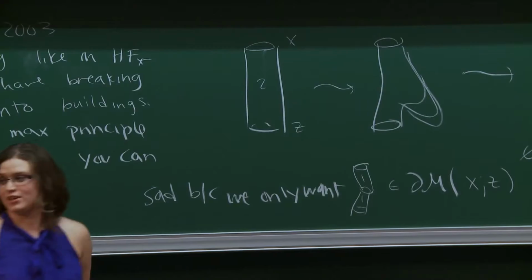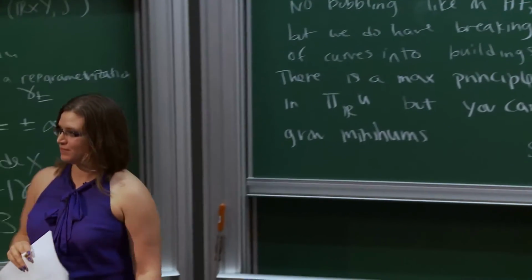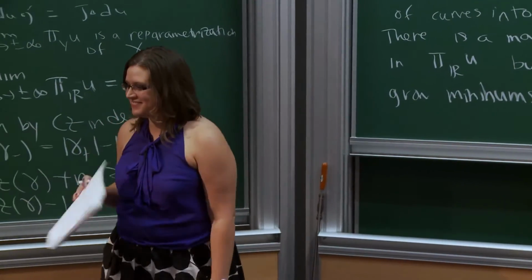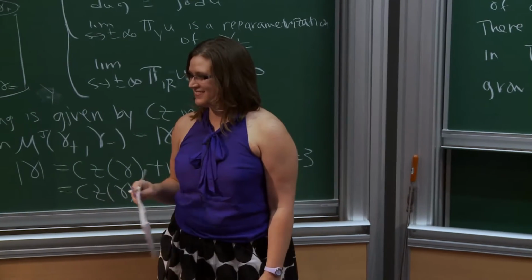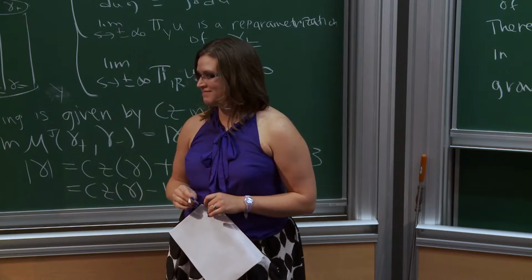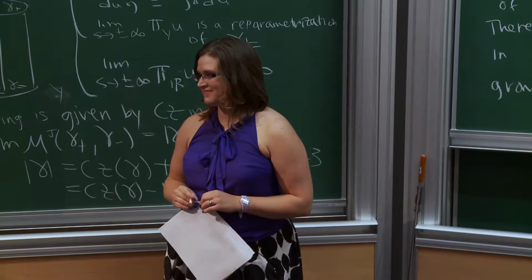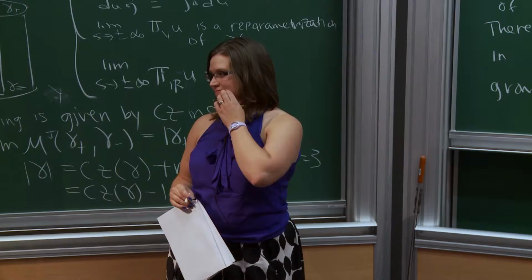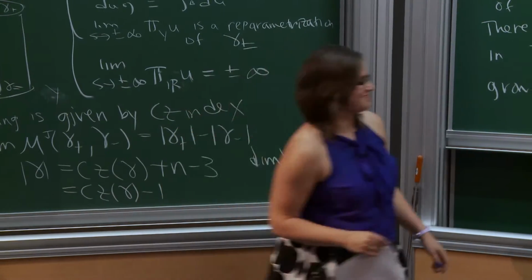I have a dumb question. Why do you call this breaking and not bubbling? Because you have a cylindrical end, which has a real gluing parameter instead of a complex gluing parameter. It breaks like a trajectory in Morse theory or Floer theory, and not like a bubble in Gromov compactness.